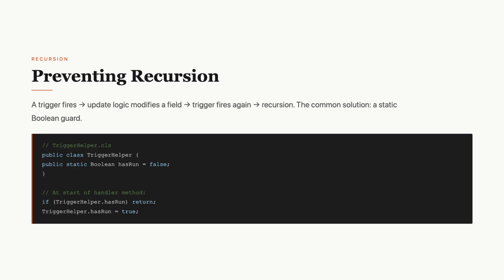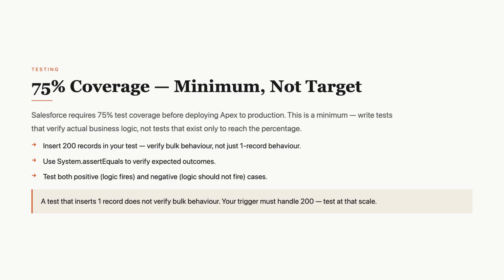Example trigger structure. Trigger AccountTrigger on Account (before insert, before update, after update). AccountTriggerHandler handler = new AccountTriggerHandler(). If Trigger.isBefore: if Trigger.isInsert, handler.onBeforeInsert(Trigger.new). If Trigger.isUpdate, handler.onBeforeUpdate(Trigger.new, Trigger.oldMap). If Trigger.isAfter: if Trigger.isInsert, handler.onAfterInsert(Trigger.new). If Trigger.isUpdate, handler.onAfterUpdate(Trigger.new, Trigger.oldMap).